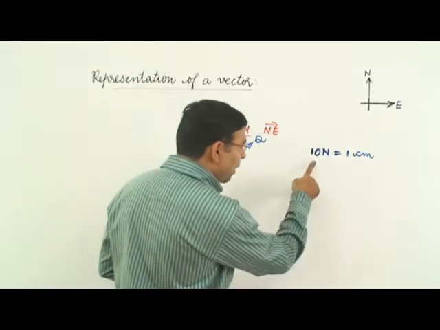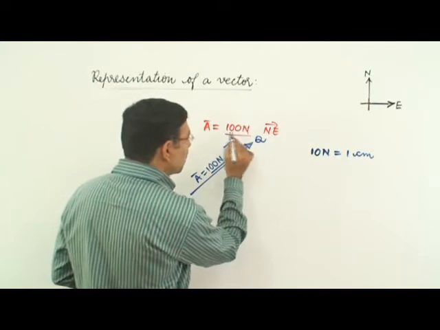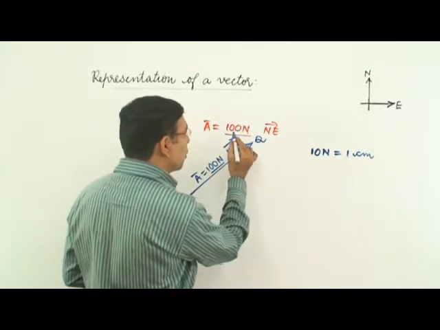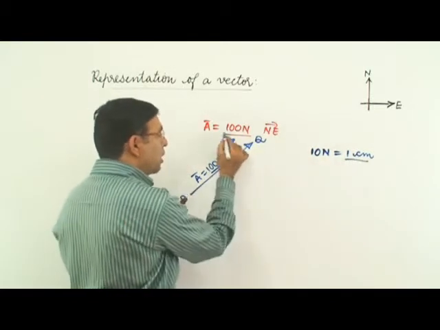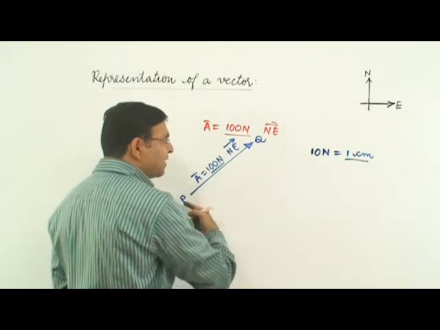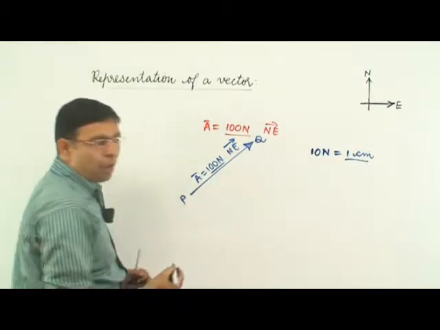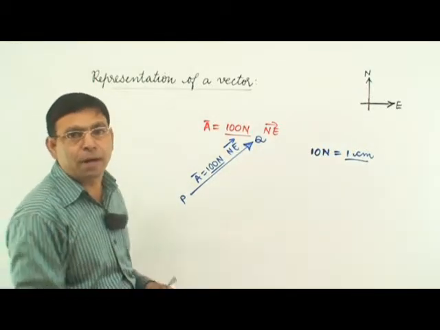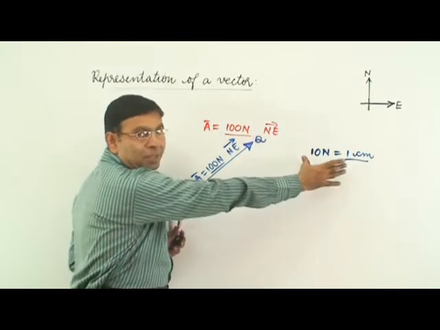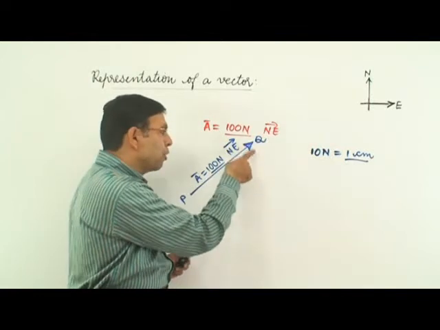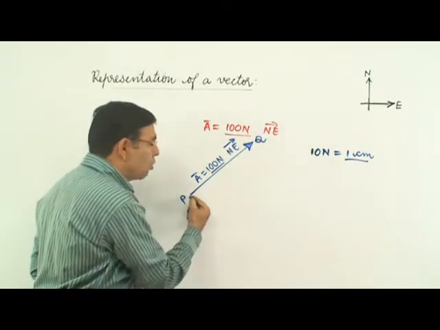See, we are taking a scale conveniently, say 10 Newton equal to 1 centimeter. So 100 Newton means for every 10 Newton you are going to draw a line 1 centimeter long. So for 100 Newton you need to take a line 10 centimeter long, and the arrowhead will indicate the direction. Okay, so a vector is represented by a straight line segment. Length drawn to some convenient scale will give you magnitude and arrowhead indicates the direction. This is called the head of the vector and this is called the tail of the vector A.